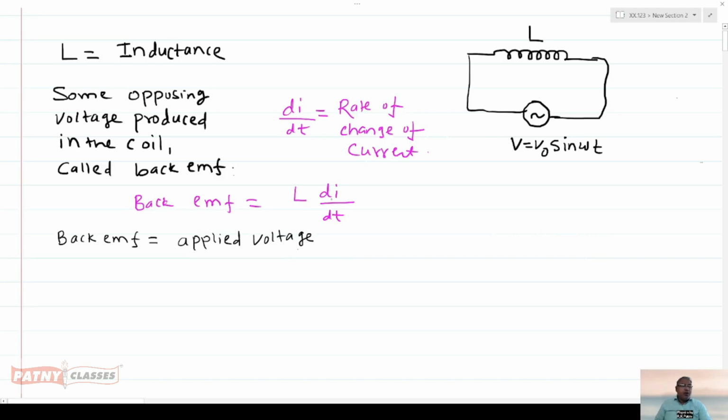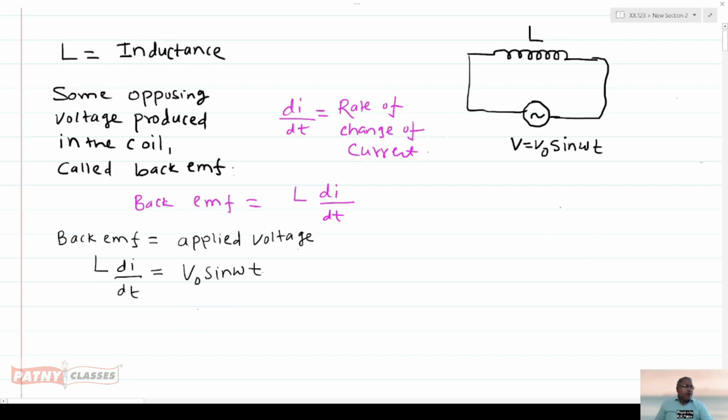What is the value of back EMF? L into di by dt. And what is the applied voltage? V naught sin omega t. So back EMF is always equal to the applied voltage.